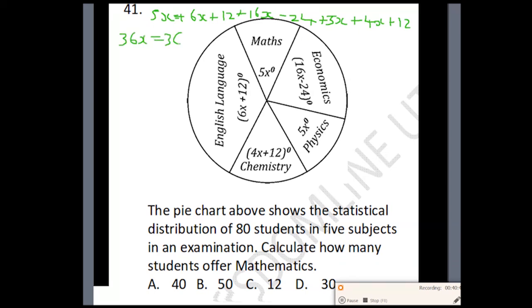36x equals 360, and that gives us x to be equal to 10. Yes, 10. So calculate how many students offer mathematics. That's 5 times 10. So maths here is 5x. So that's 5 times 10, that's 50, over the total angle 360, times 80. This will actually give 11.1111.